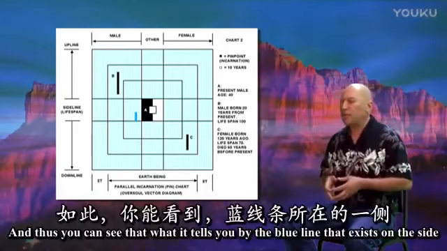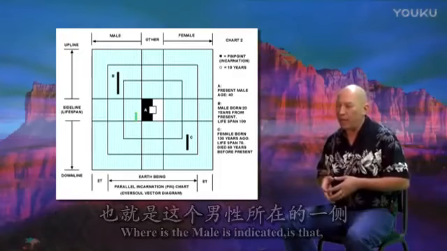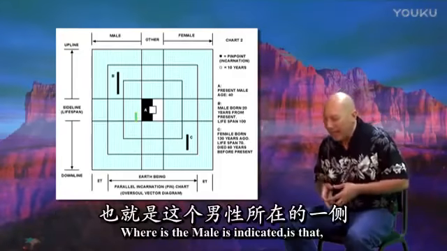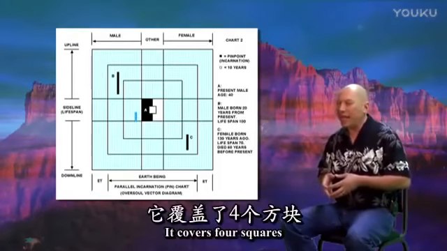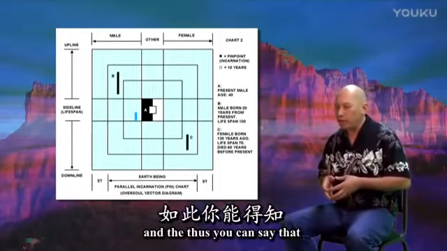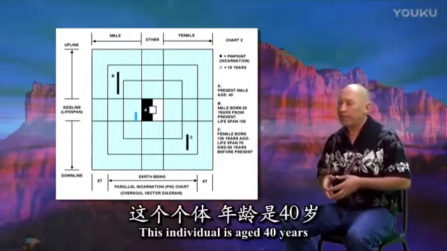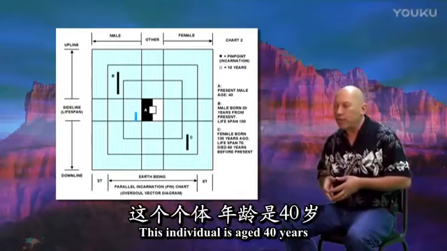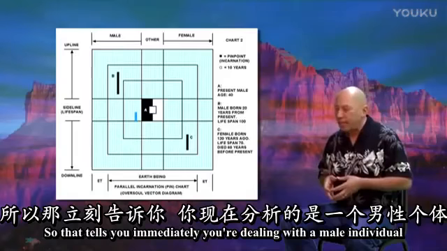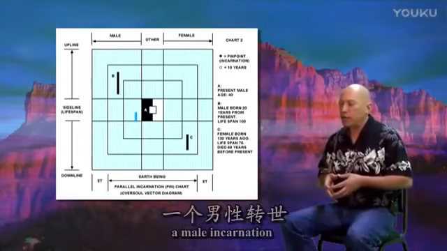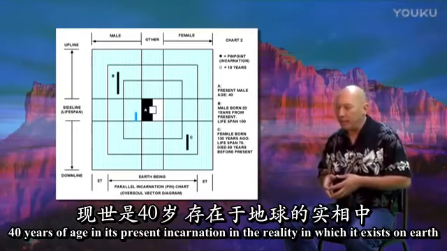And thus you can see that what it tells you by the blue line that exists on the side where the male is indicated is that, for simplicity's sake, it covers 4 squares. And thus you can say that in the present incarnation, this individual is age 40 years. So that tells you immediately you are dealing with a male individual, a male incarnation, 40 years of age in its present incarnation, in the reality in which it exists on earth.